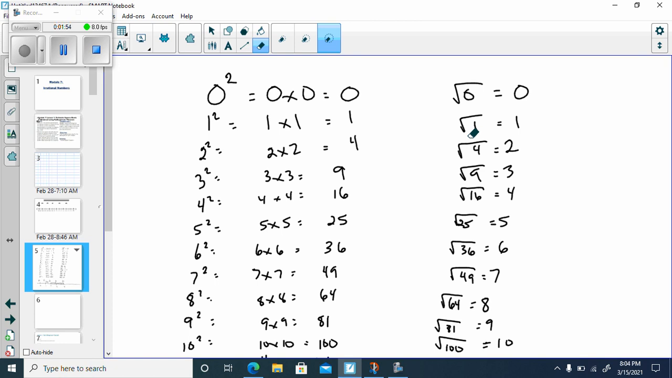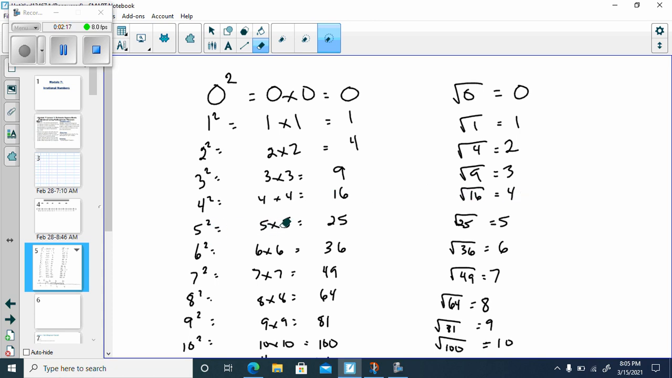Where's the square root of 2 and the square root of 3? They're not shown there, are they? Because those are not perfect squares. We're just doing perfect squares right now. All of these are perfect squares. For instance, 3 squared, which is 3 times 3, is 9, so the square root of 9 is 3. 4 squared, which is 4 times 4, is 16, and the square root of 16 is 4.